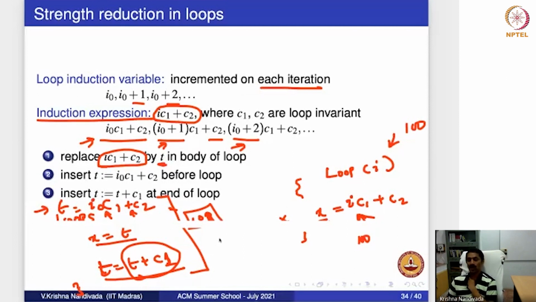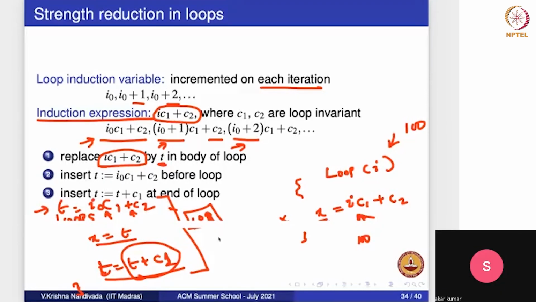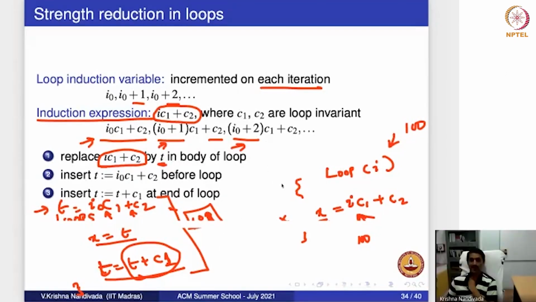And as you know, additions are much cheaper than multiplications. So this is called strength reduction. What did I do? I took an expensive operation and replaced it with a cheaper operation.